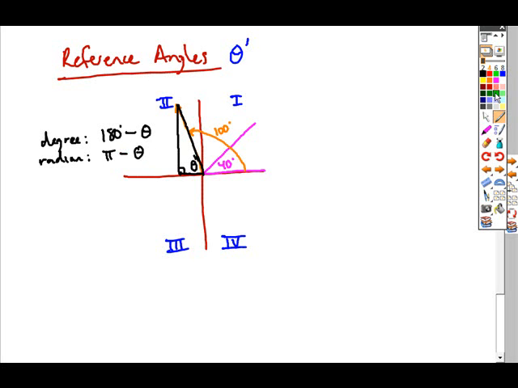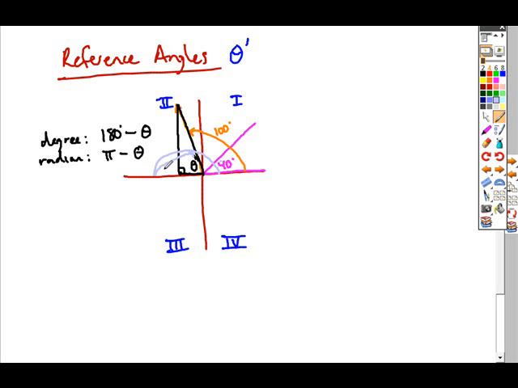Okay, let's take a look at questions. In order to find this angle right here, this theta angle, we're taking the whole angle, and then we're subtracting this portion of it, theta. Well, the whole angle is 180 or pi, because it's this full half of rotation or semicircle. And then to find the reference angle, we remove 100 from that 180.